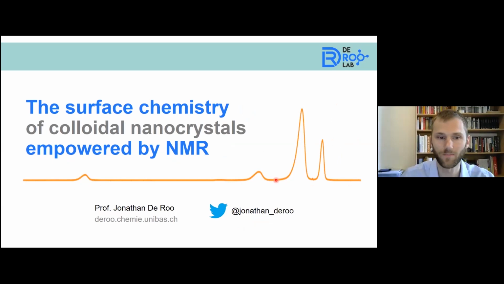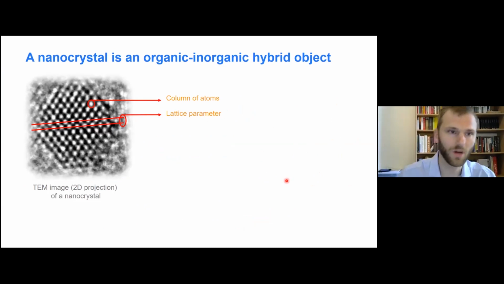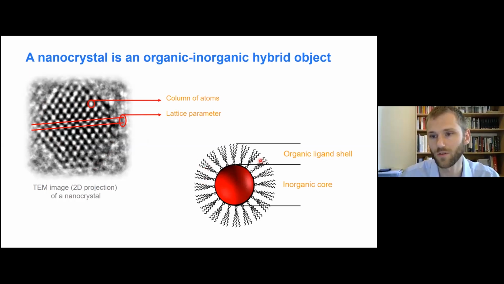This is an NMR spectrum of bound ligands. And as a quick reminder to everybody that probably you don't need it, but we're going to do it anyway: a nanocrystal is an organic, inorganic hybrid object. So in TEM, you see this inorganic part of it, but on the surface, there is a layer of organic surfactants around it. And the way that these are bound to the surface, this is the subject of surface chemistry, and that's what we are going to talk about today. So we have TEM to look at the inorganic part, but we also need a tool to look at this organic part. And for that, we have NMR.